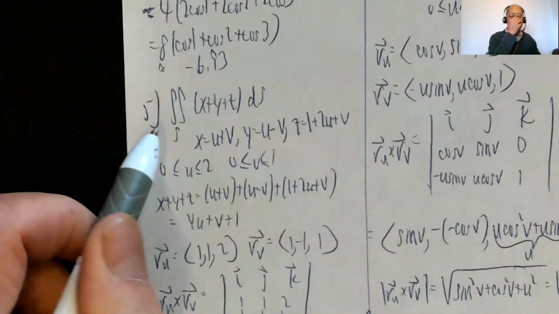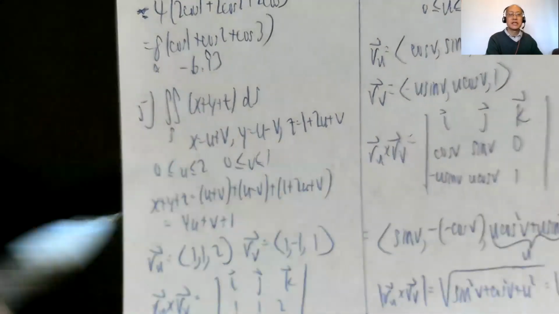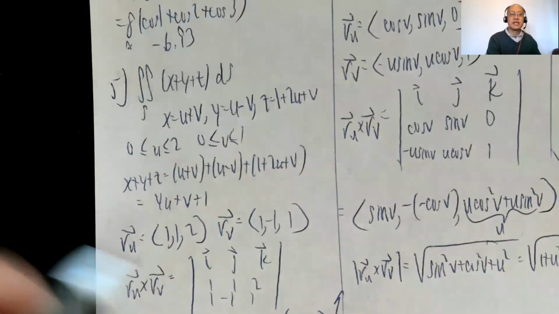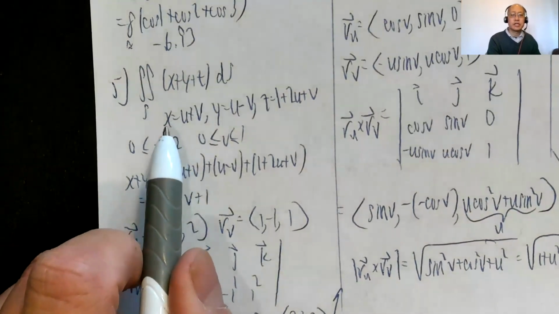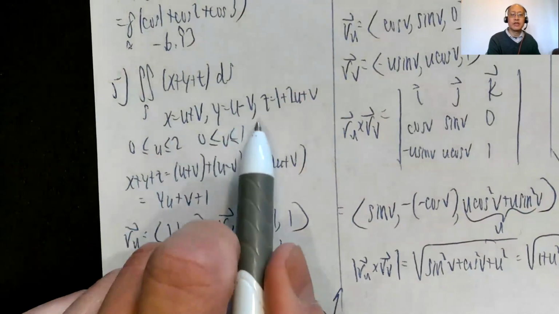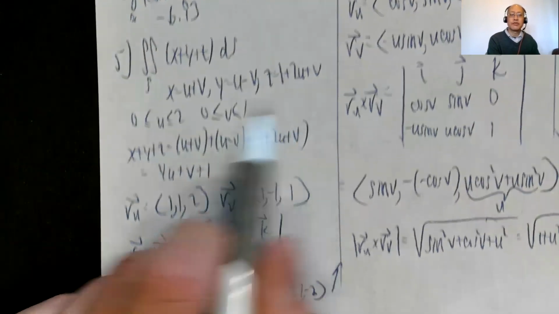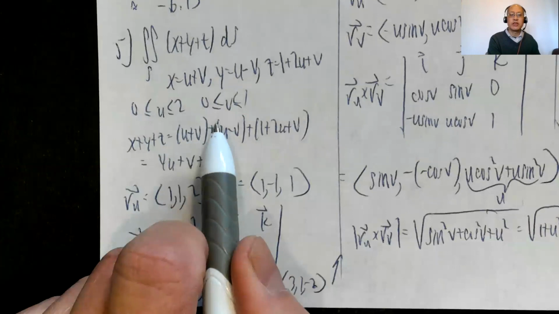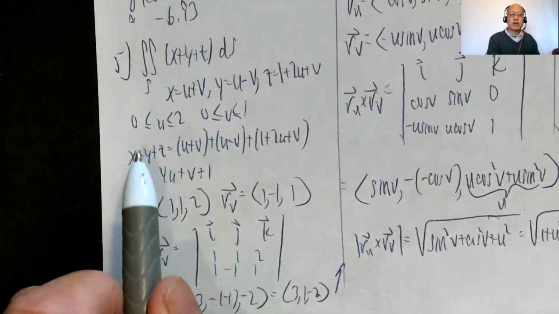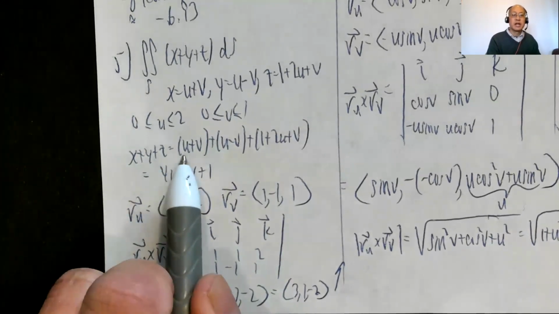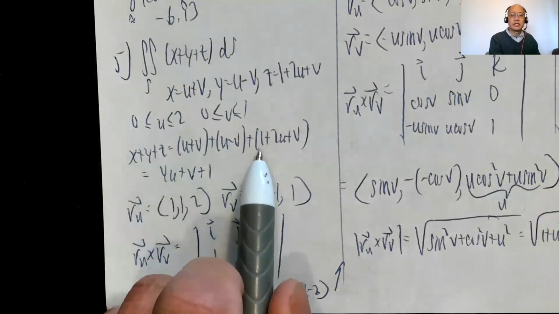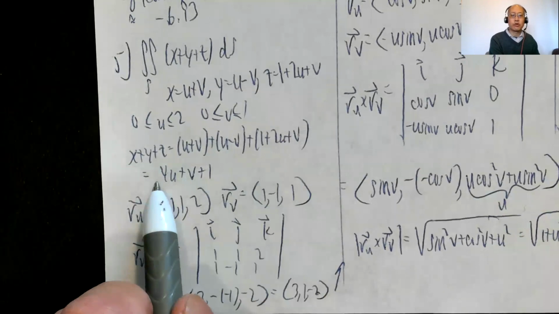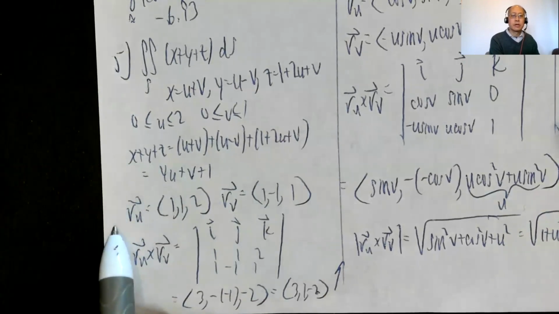All right, 5. You want the double integral over the region S of x plus y plus z dS. Okay, and they give you these parametric equations. x is u plus v, y is u minus v, z is 1 plus 2u plus v. u is going from 0 to 2, v is going from 0 to 1. So figure out x plus y plus z. So x is u plus v, y is u minus v, and z is all that, which comes out to be 4u plus v plus 1.